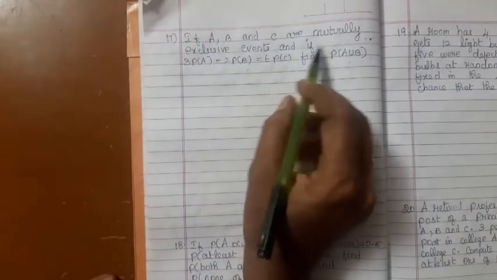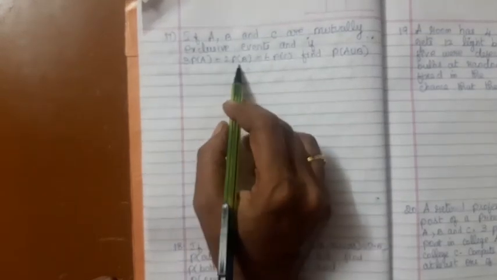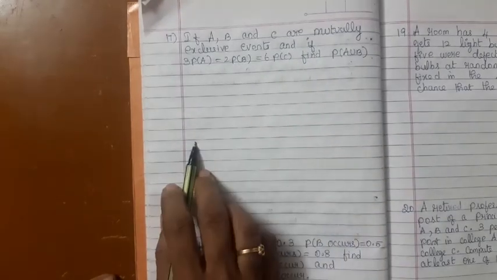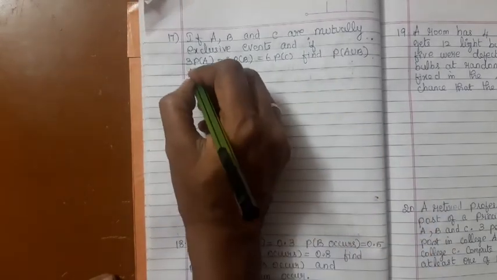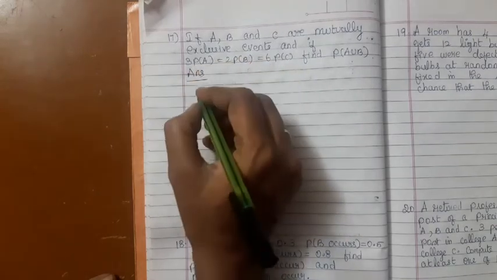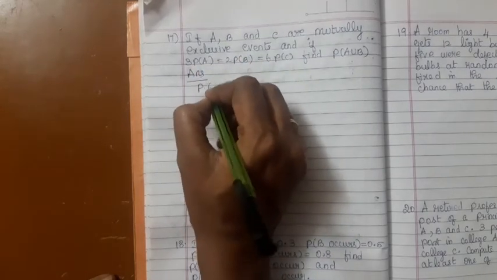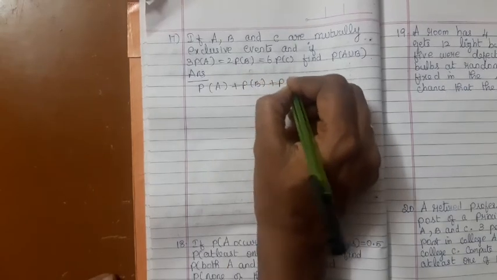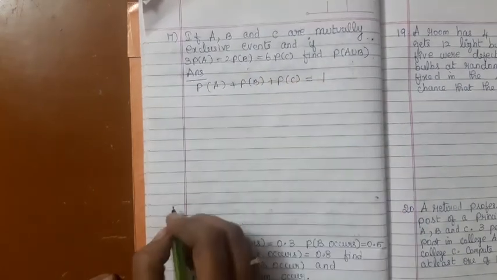If A, B and C are mutually exclusive events, and if 3P(A) equals 2P(B) equals 6P(C), find P(A union B). A, B and C are mutually exclusive, which means the probability of A plus the probability of B plus the probability of C is equal to 1.